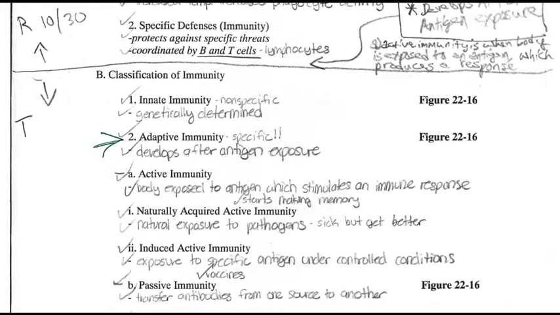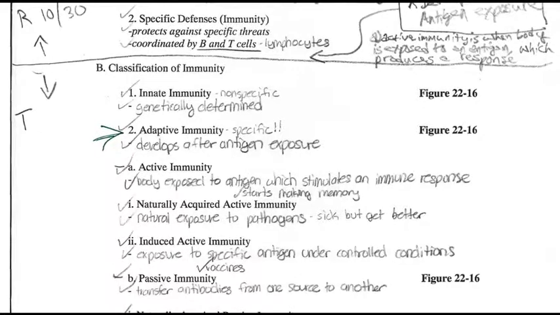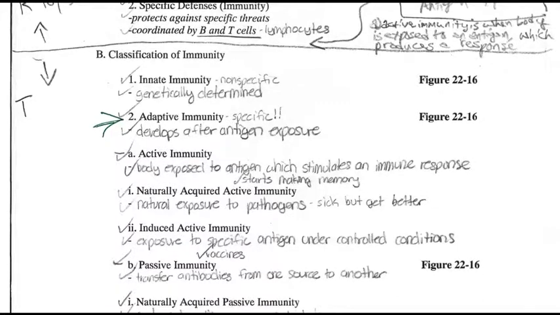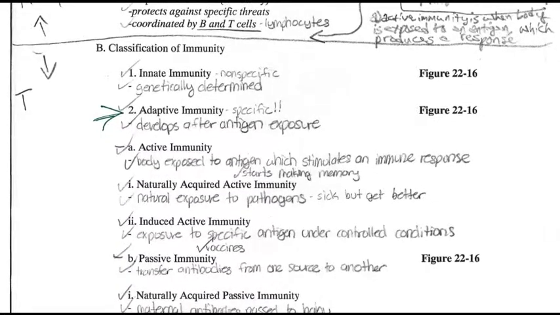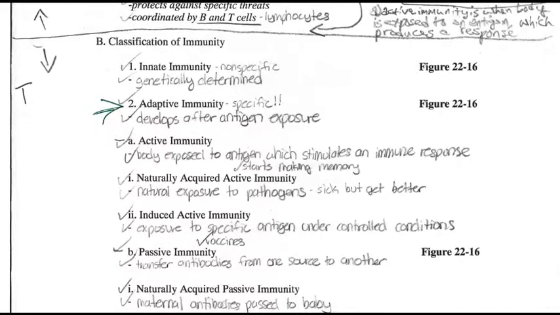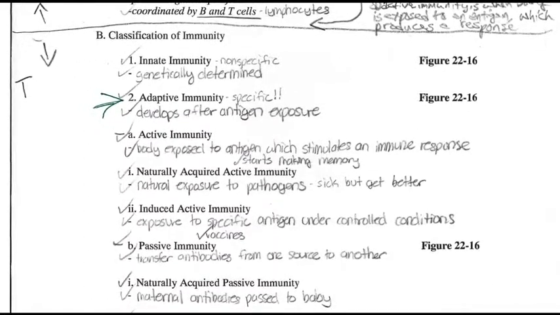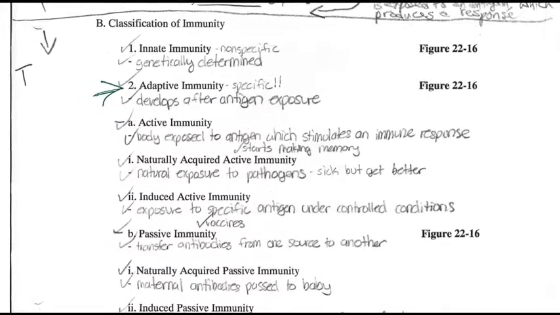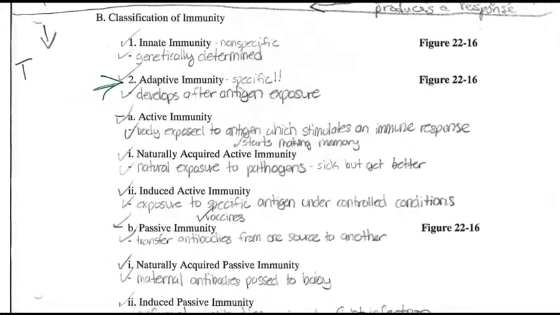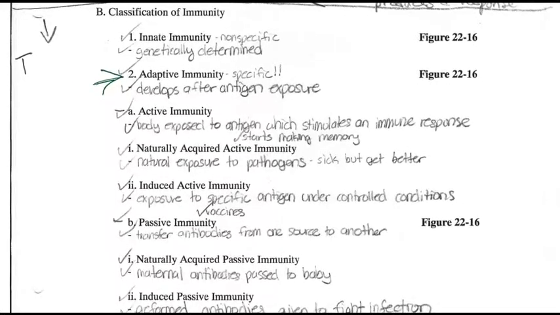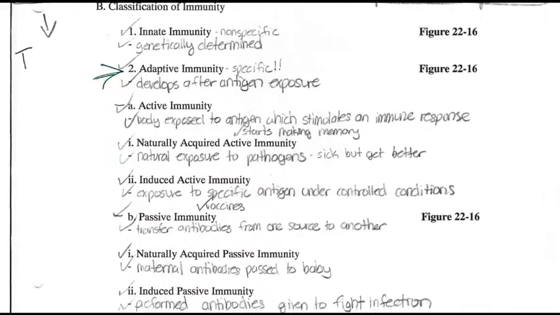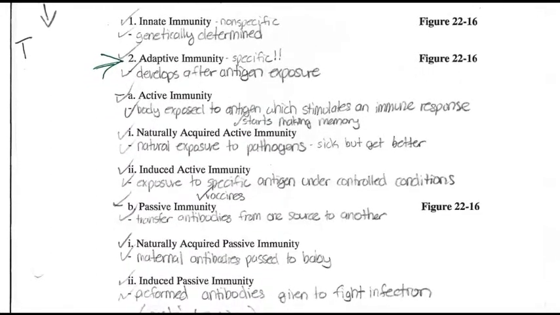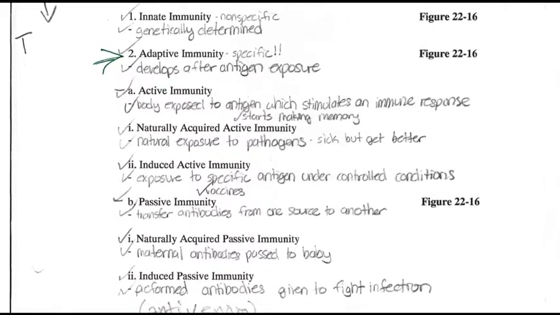There are 2 types of active immunity: naturally acquired active immunity and induced active immunity. Naturally acquired active immunity is brought about by a natural exposure to pathogens. You get sick, but then you get better. In induced active immunity, there is an exposure to a specific antigen under controlled conditions. An example of induced active immunity would be a vaccine.